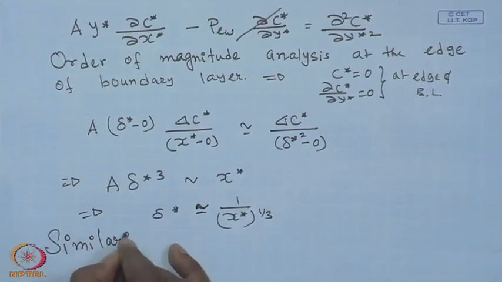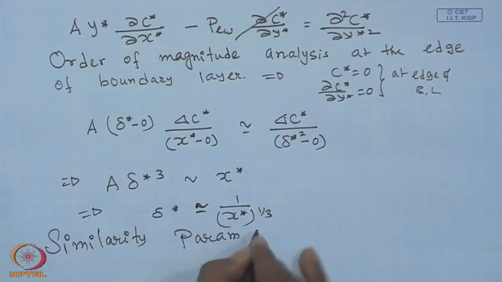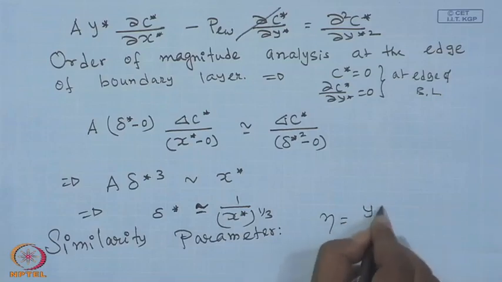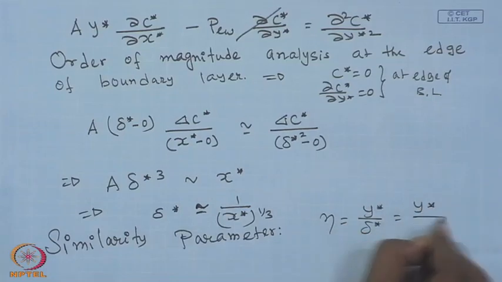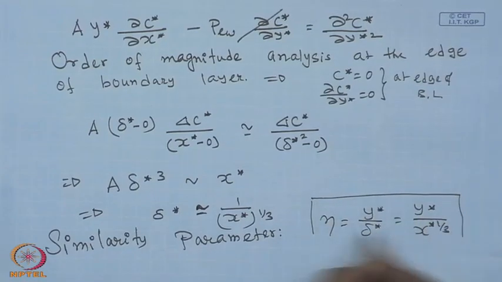The similarity parameter now becomes eta, where eta is y star by delta star. So, this becomes y star by x star to the power 1 upon 3. That becomes the similarity parameter in this particular problem.